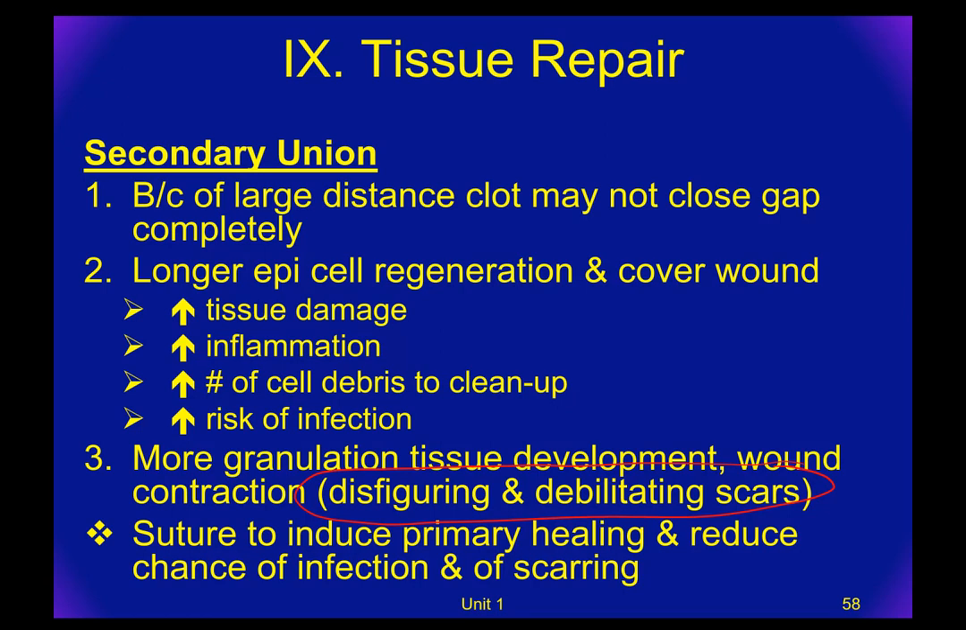Doctors will actually suture wounds, big wounds like that, closed. And it's a way to kind of trick the body into thinking that this is a primary union with the two halves of the wound right next to each other. The other thing that this does is it reduces the chance of infection because I'm not leaving a gaping wide hole open. It also helps to reduce scarring because I'm not producing as much scar tissue because the edges of the wounds are closer together.